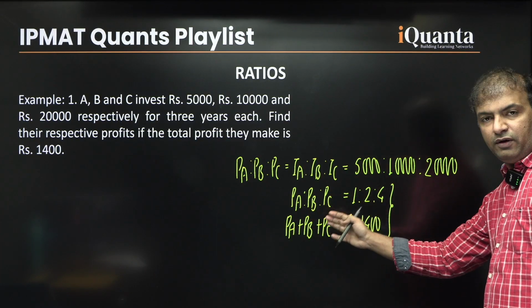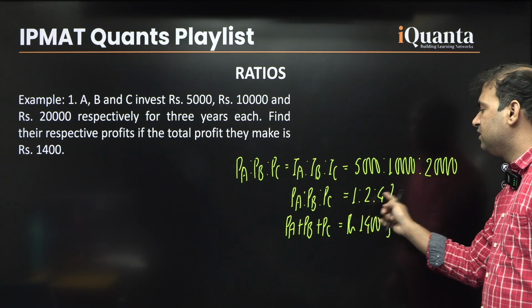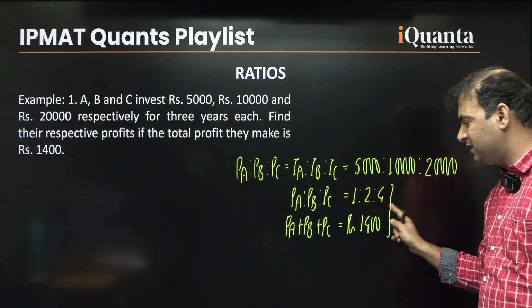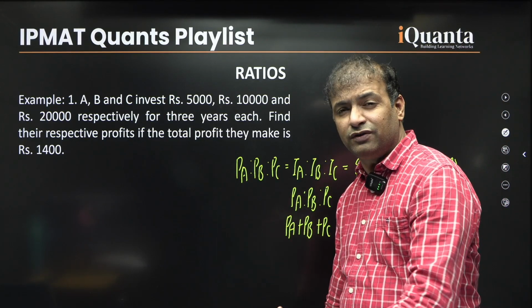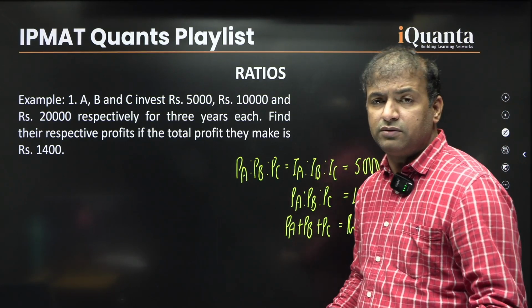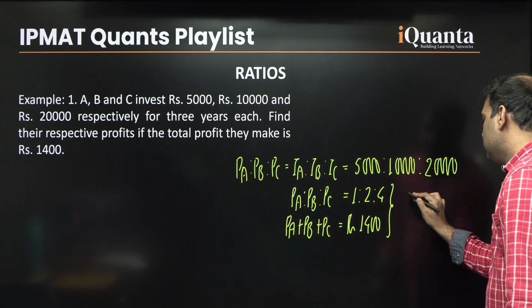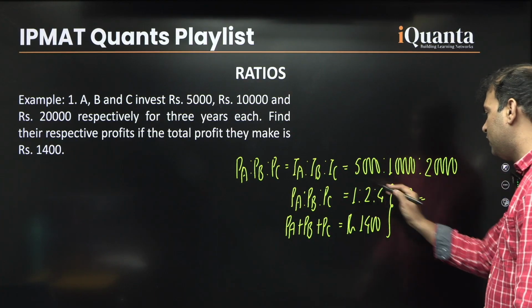We can assume the profits are 1, 2 and 4, right? And then the sum will be 7 in assumption, but in the real the sum is 1,400. So 7 of the assumption is 1,400 of real. That means one of the assumption must be 200 obviously. Then the profit of A, which is 1, should be 200.